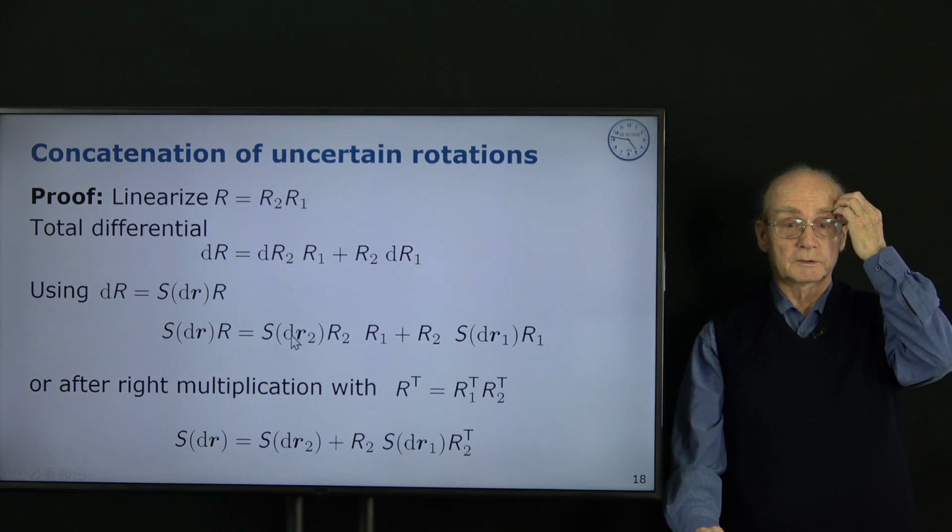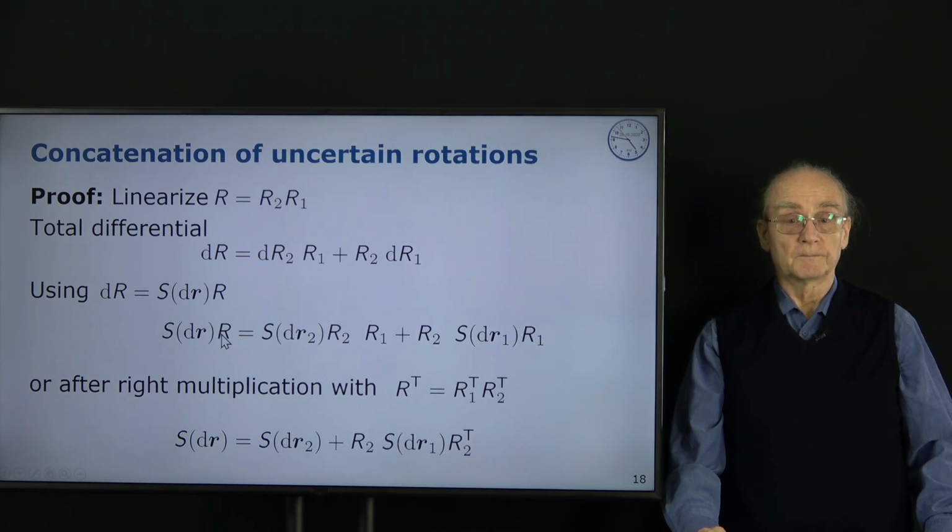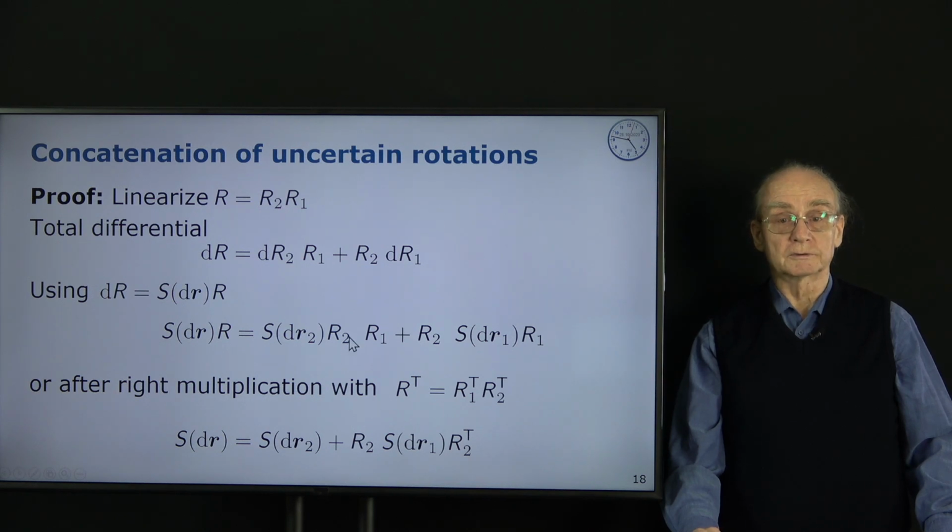Okay, we would like to know the dR. Let's first eliminate the R. We multiply from the right with R transposed, which is R1 transposed, R2 transposed, so we get S(dR1), S(dR2), because this is just the transposed of this one. And here we get R2, S(dR1) multiplied with R2 transposed.